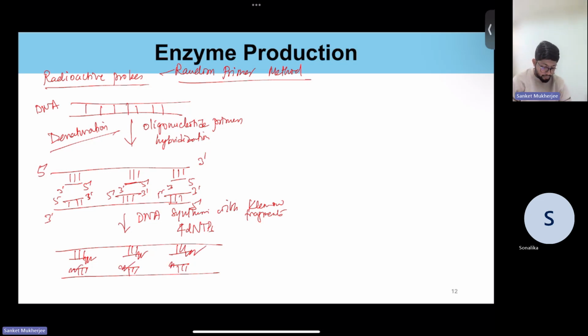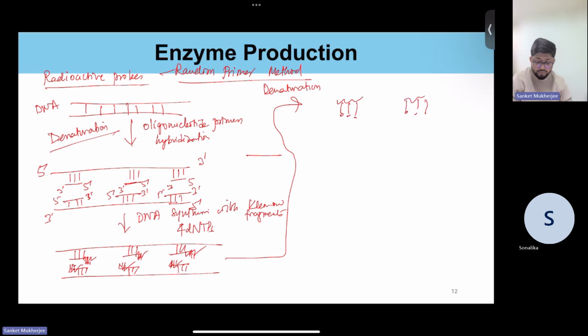And probably then you will go for denaturation. And you will isolate these probes. So now you have synthesized these probes. These are labeled probe DNA.